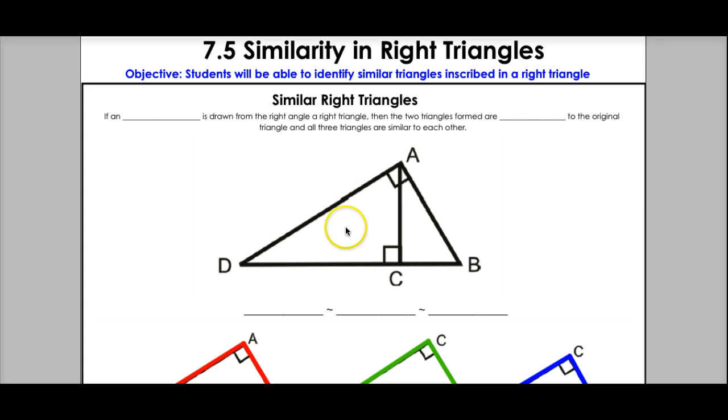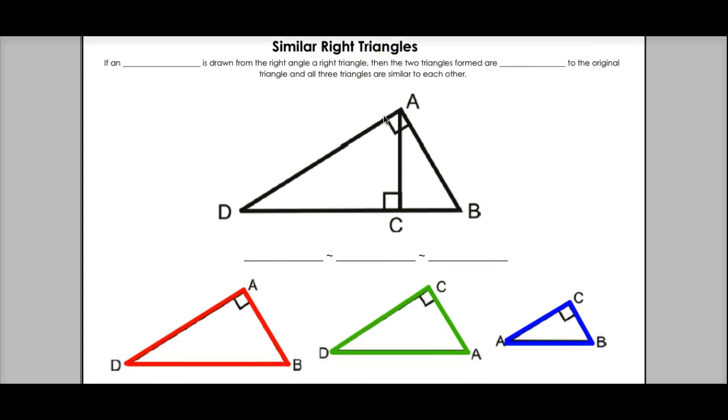Here we go. Similar right triangles. What do we know? This is a mouthful, so get ready. If an altitude is drawn from the right angle of a right triangle, and remember, an altitude is when you take a line from the vertex and draw it down to form a 90-degree angle at the base.